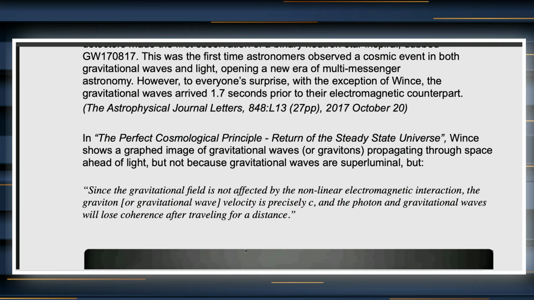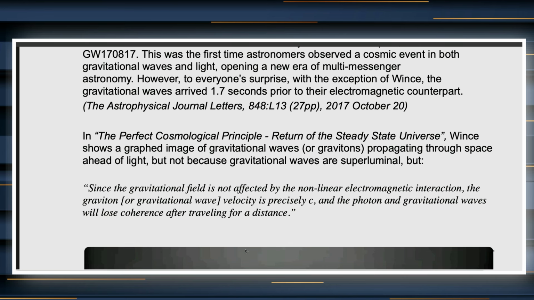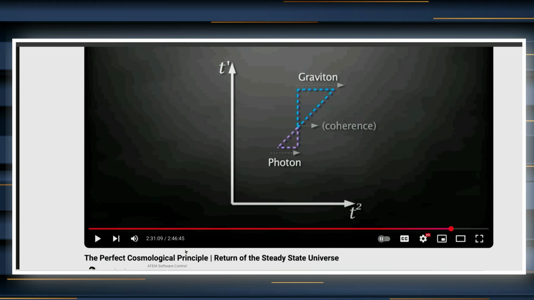In The Perfect Cosmological Principle: Return of the Steady State Universe, Wince shows a graphed image of gravitational waves, or gravitons, propagating through space ahead of light, but not because gravitational waves are superliminal, but, quote, "since the gravitational field is not affected by the nonlinear electromagnetic interaction, the graviton or gravitational wave's velocity is precisely c, and the photon and gravitational waves will lose coherence after traveling for a distance." And so there you have it in this video. This is a screenshot showing the gravity arriving at a detector prior to the photons.